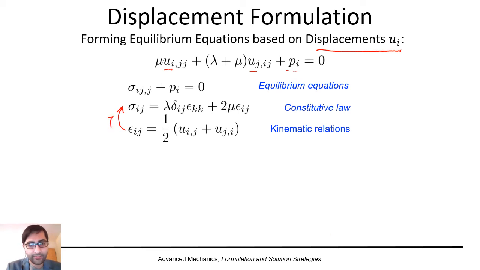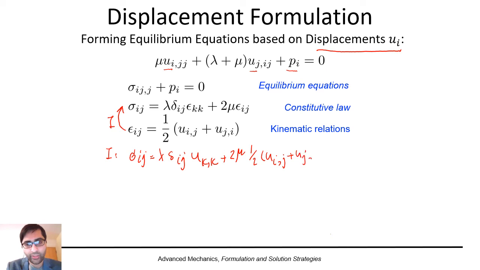Let's start by substituting epsilon from the kinematic relation into the constitutive law. We get sigma ij is equal to lambda delta ij epsilon kk, which from the kinematic relation becomes uk comma k, plus 2 mu epsilon ij, which is half of ui comma j plus uj comma i. Okay, note we have 2 and 2 here.